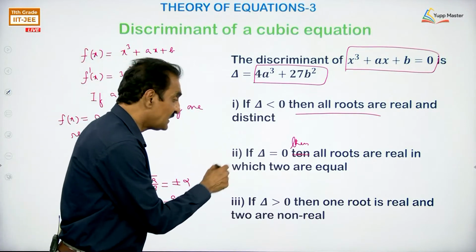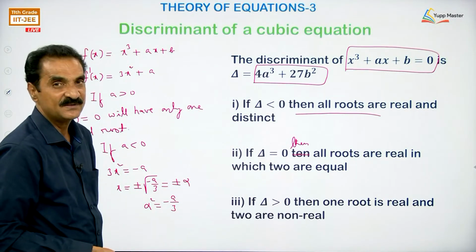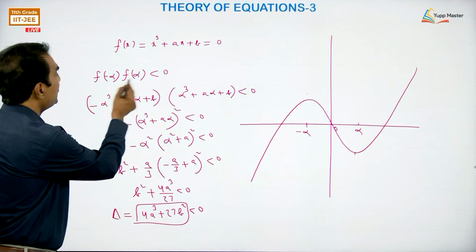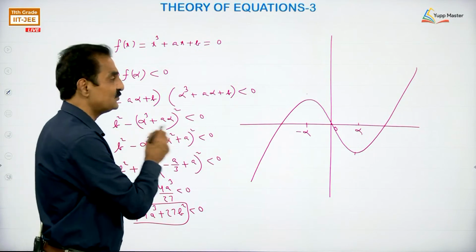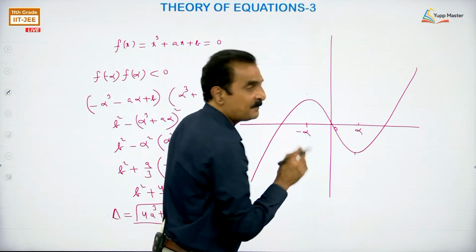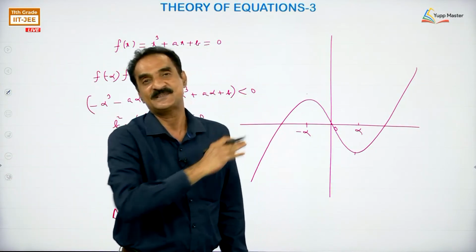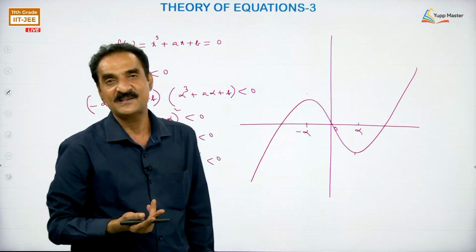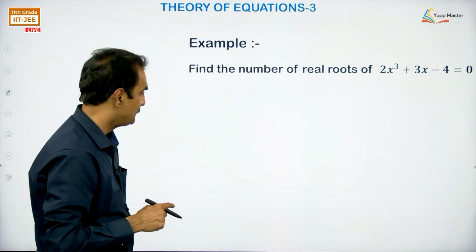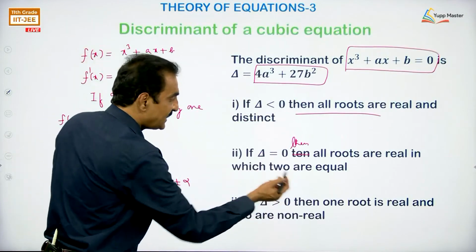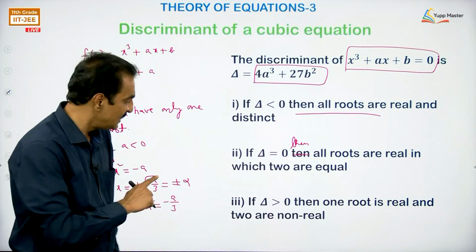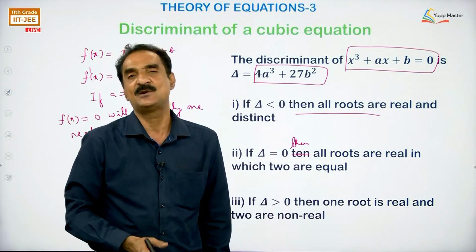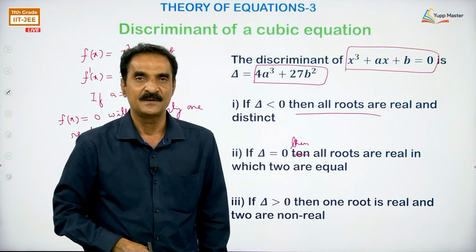Next, if delta is positive, what happens? f of minus alpha and f of alpha are both positive. That means the maximum point and minimum point will be on the same side of the x-axis. Then 2 roots are imaginary, only 1 root is real. If delta is greater than 0, only 1 root is real, 2 are non-real. That means a cubic equation always has a real root, at least 1 real root.